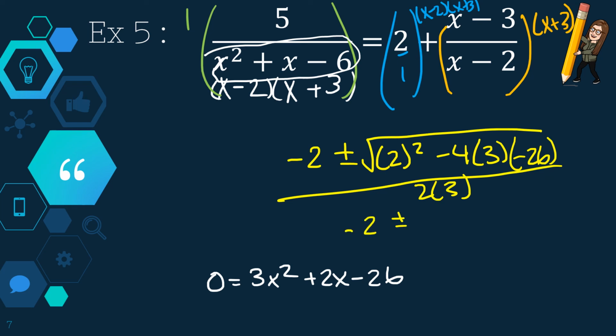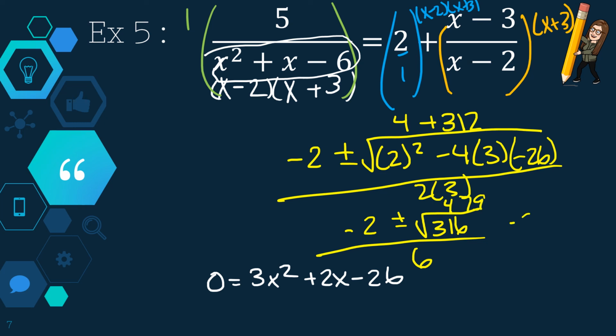Negative 2 plus or minus. This would be a 4 plus, we got some multiplying. 4 times 3 is 12 times 26 would be 312. So I'm going to have the square root of 316. Oh my goodness, over 6. Let's simplify that 316. 4 fits in. I could reduce that down. 316 divided by 4 gets me 79.